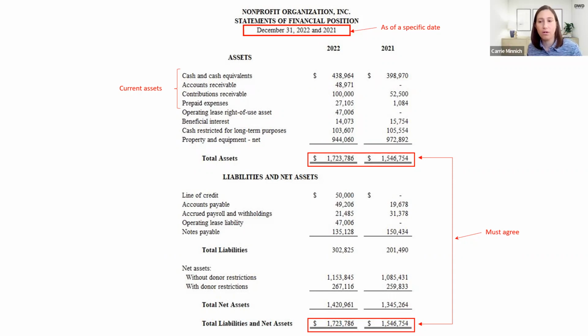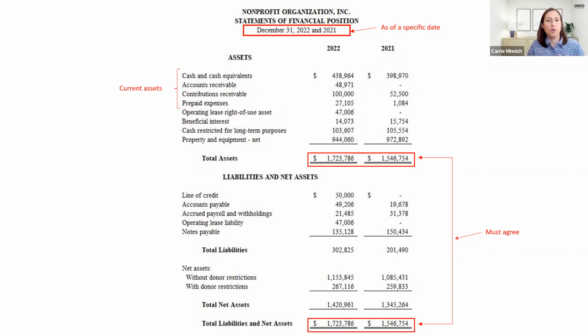Accounts receivable are going to be those amounts that are owed to you from other people because you're providing services. So step back. These are on the accrual basis. The statements that we're looking at are going to be on the full accrual basis. So if your organization follows the cash basis or modified cash basis, you will not have receivables.